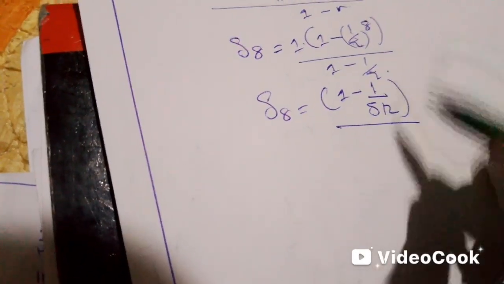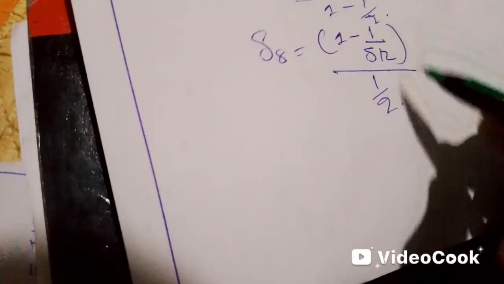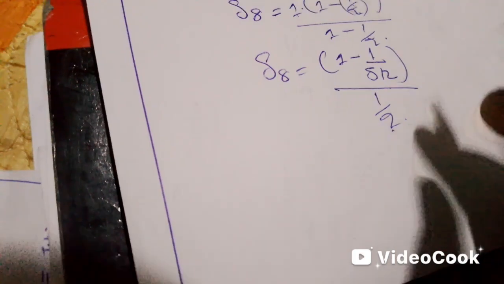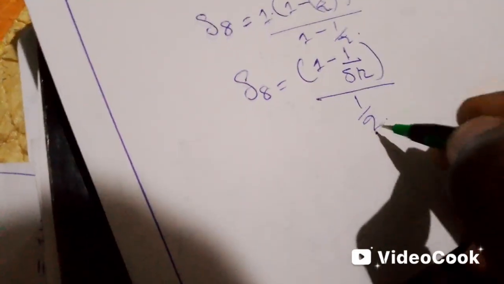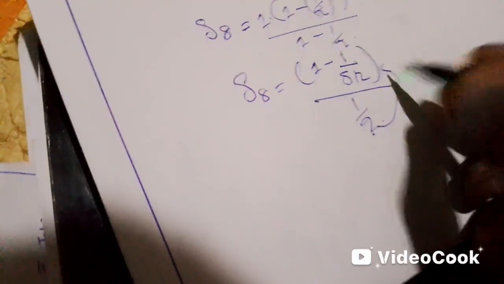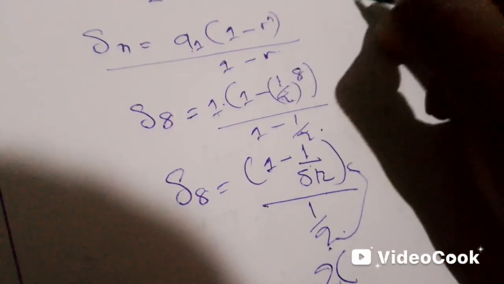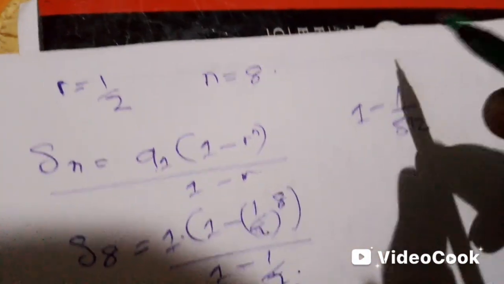In this case we can reciprocate this half to just make a good number. So this is going to multiply on top, reciprocation. So it's going to be the sum of the 8 terms is equal to 2 open bracket. This was supposed to be here, but now let me simplify it. We have 1 minus 1 over 512. So we can put 1 here, make everything a fraction.